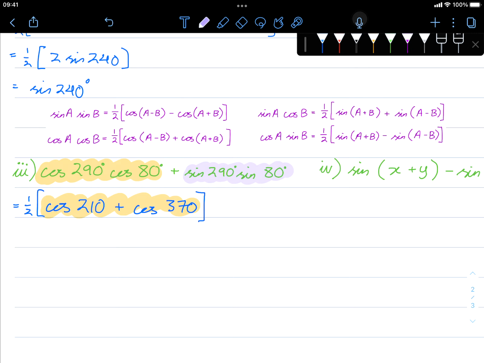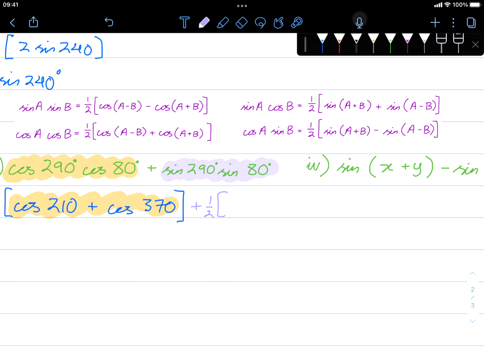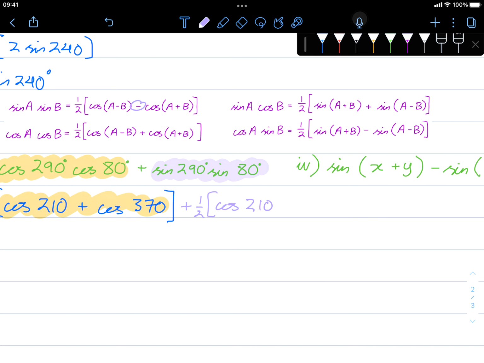It's going to be plus sine and sine. That's this expression here. It's going to be plus half outside of cos a minus b. That's 290 minus 80. That's cos 210 minus cos of a plus b. So that's going to be 370 once again.